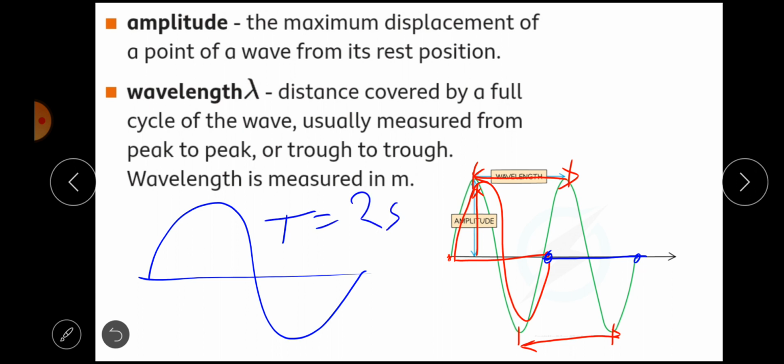So please note that in physics you have to use the right symbols for the different quantities. Here we are talking about period. Period, we do not use P, we use capital letter T, because if it is small letter t, then it means another thing, it means time. So period here is 2 seconds. So it means it has taken 2 seconds to generate this wave, or it has taken 2 seconds for a complete wave to pass a certain point.